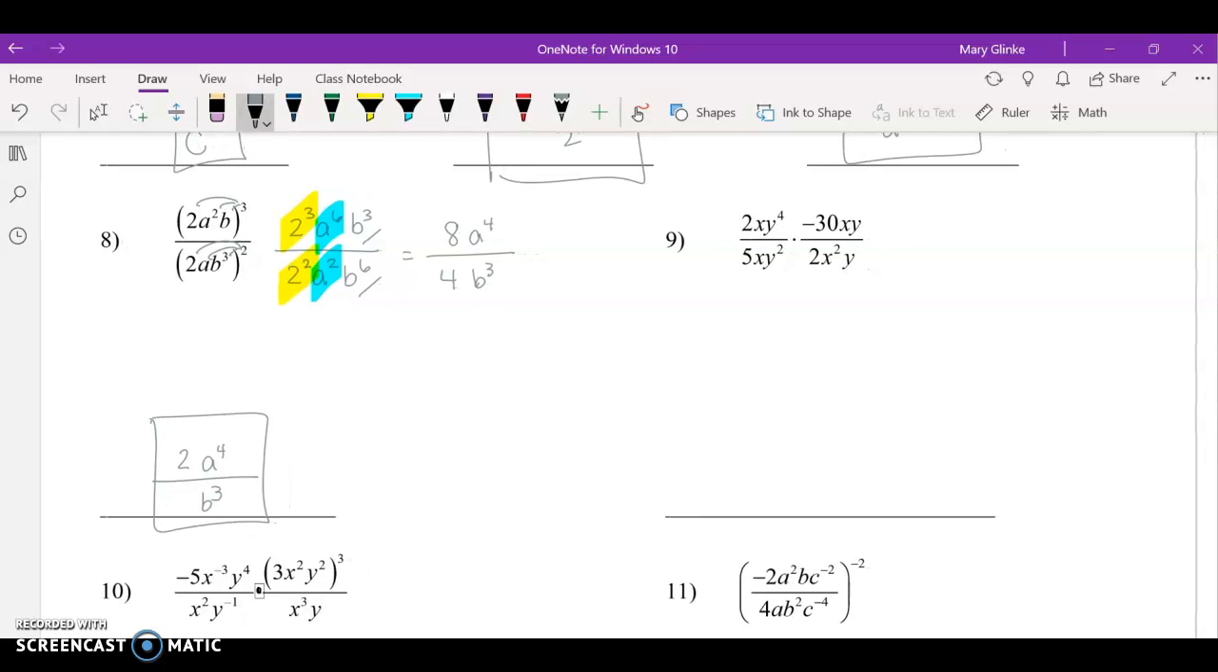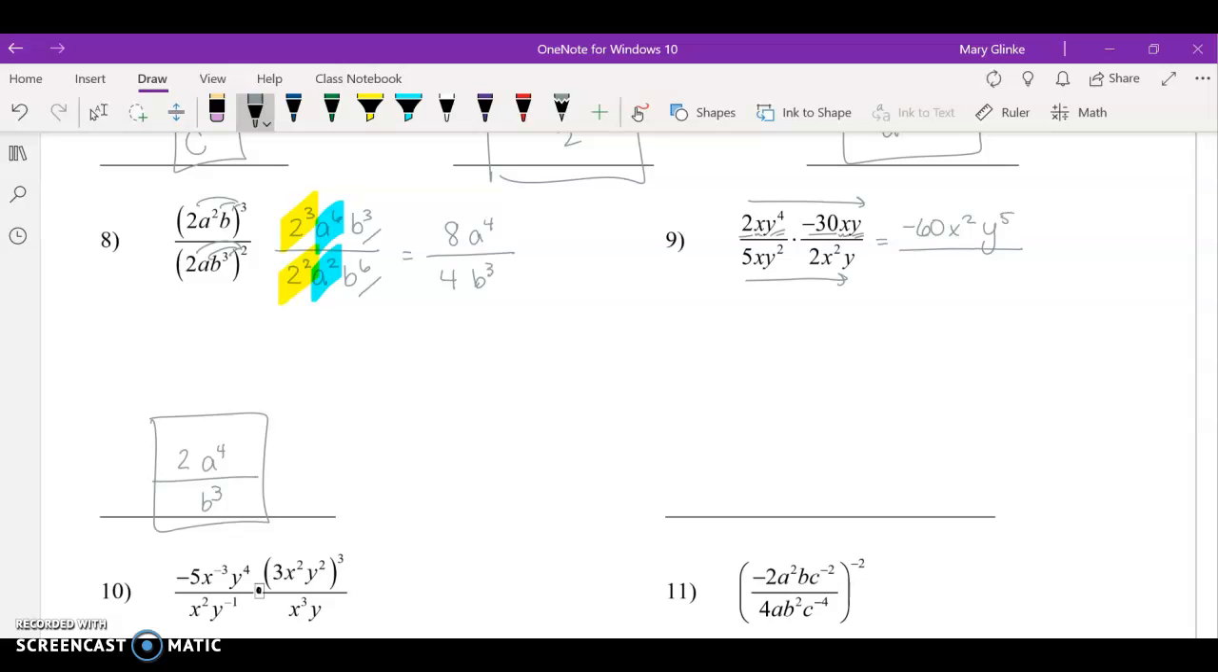For number 9, I'm going to go ahead and multiply across the numerators and across the denominators. So I'm going to do 2 times -30 and get -60. X times x gives me x squared. And y to the 4th times y gives me y to the 5th.